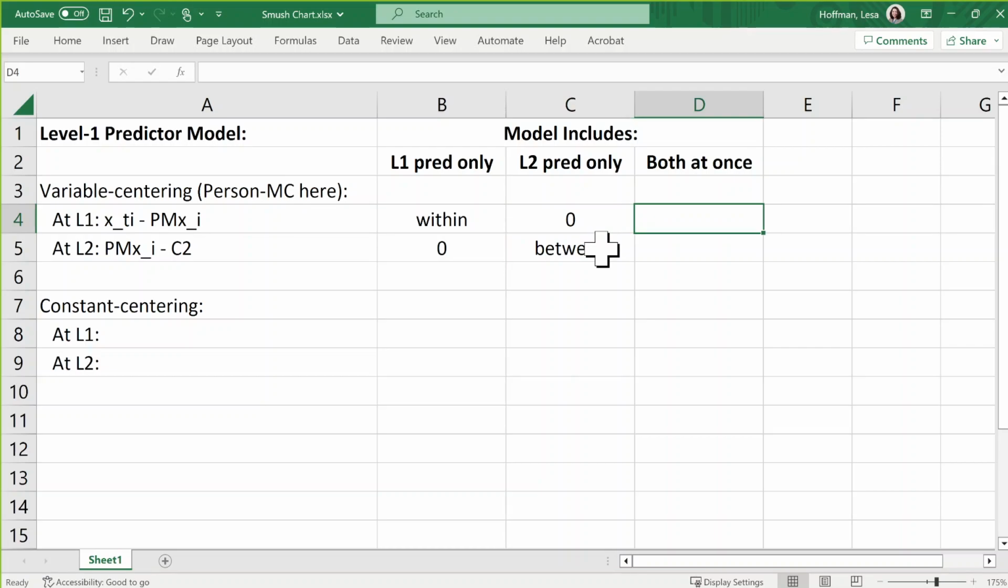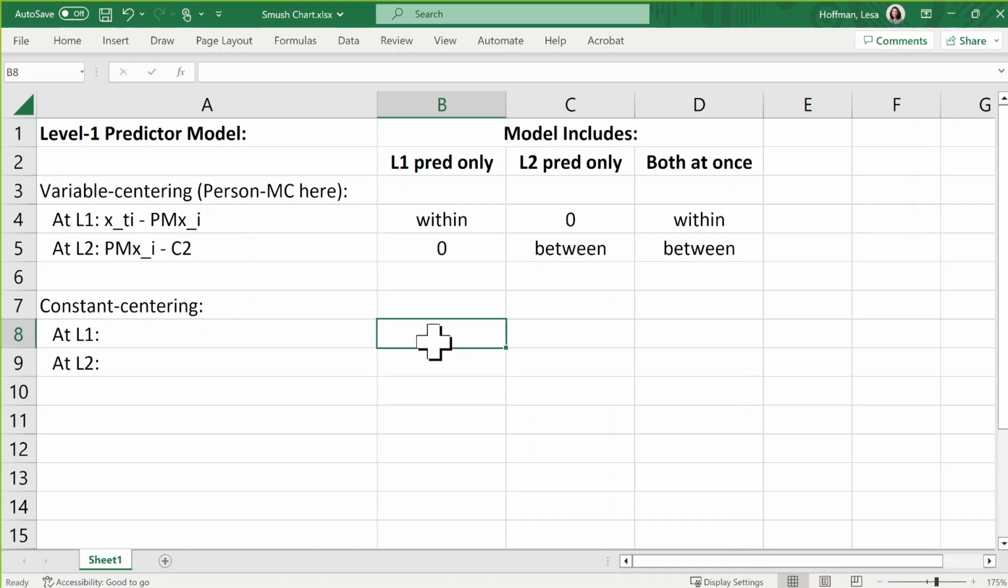Okay. And if I put them both in at the same time, what does the level 1 slope become? Contextual? Not this one. We got 2 votes for within, 1 vote for contextual. Yeah, this one is within. And if I put the level 2 with it, what does it become? Yep, between. And this summarizes why I like this way. You know what you get. I find that comforting.